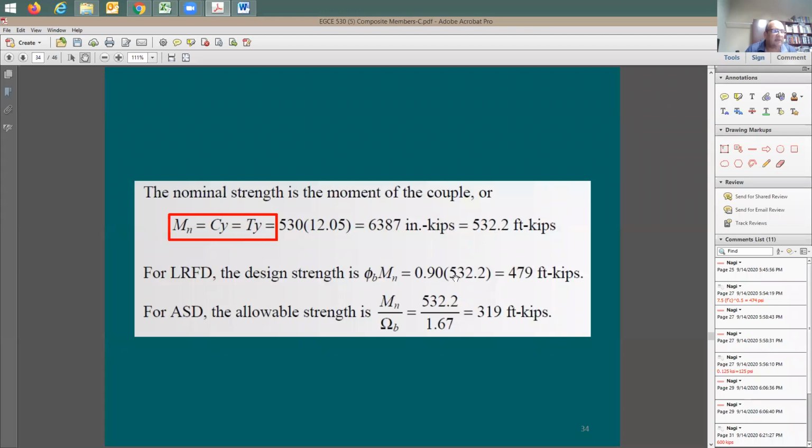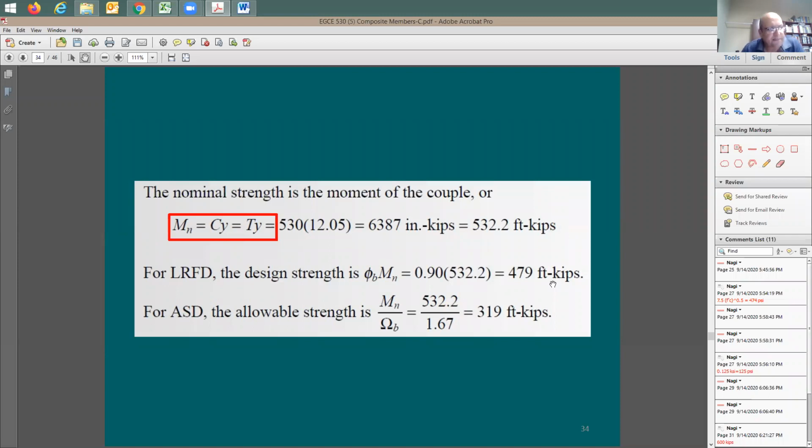The phi factor is 0.9. So multiply this by 0.9 times 532. It's going to be 479 kip-foot. This is now the phi Mn, which means the moment capacity of this composite section, provided that you have full composite action.